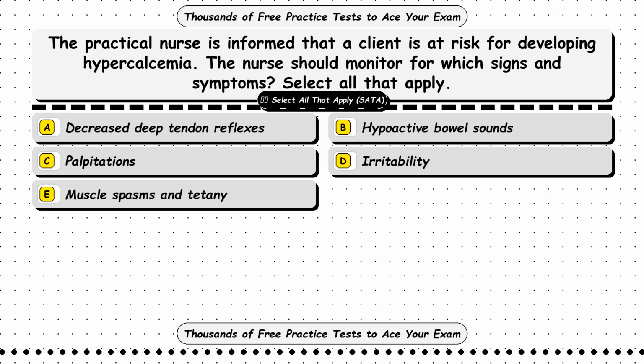Question 68. The practical nurse is informed that a client is at risk for developing hypercalcemia. The nurse should monitor for which signs and symptoms? Select all that apply. Option A. Decreased deep tendon reflexes. Option B. Hypoactive bowel sounds. Option C. Palpitations. Option D. Irritability. Option E. Muscle spasms and tetany.